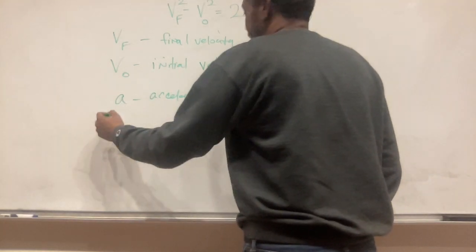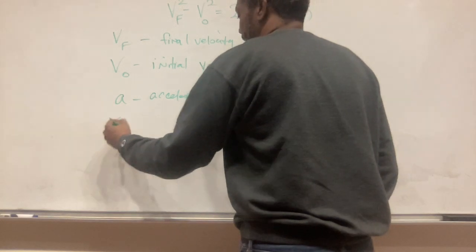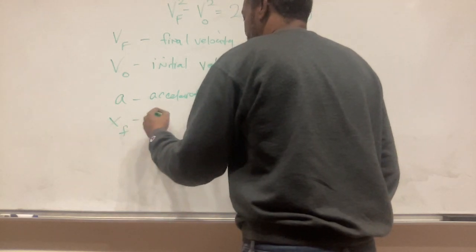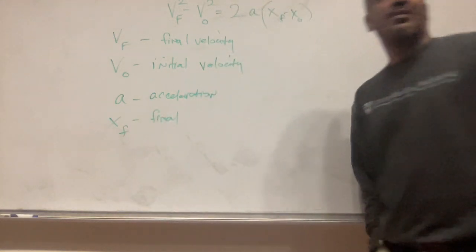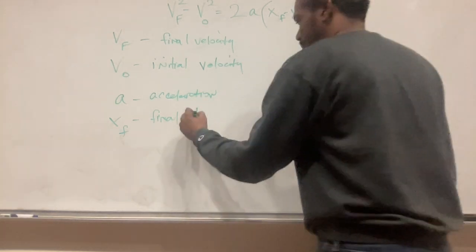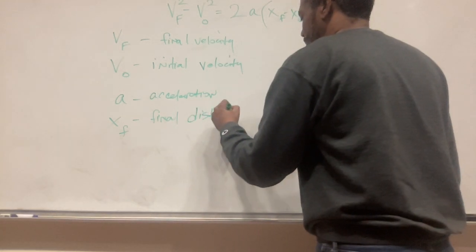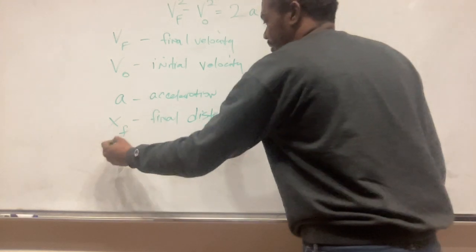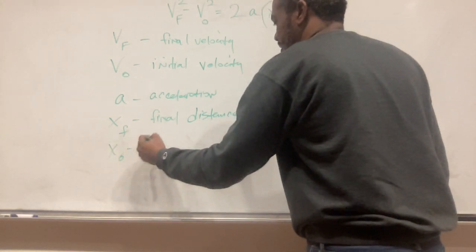and x of f is what? Final what? What does x stand for? Distance. Final distance. X of naught is initial distance.